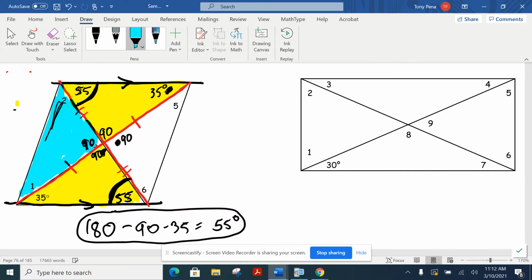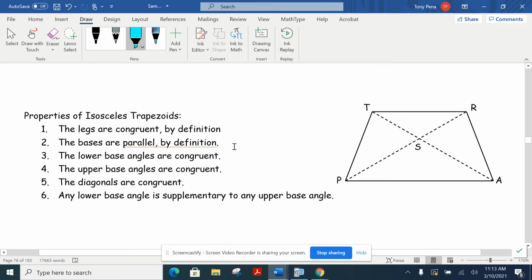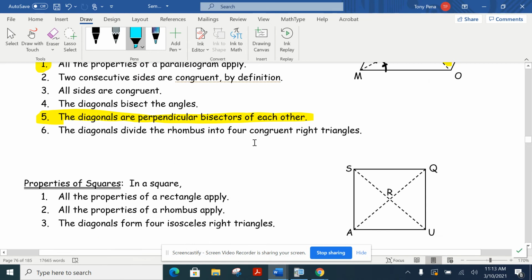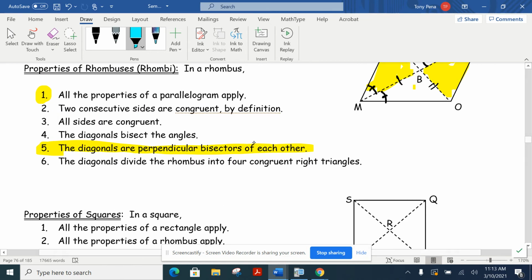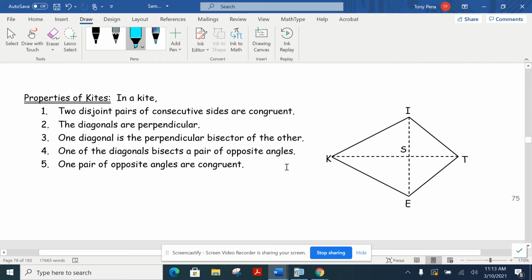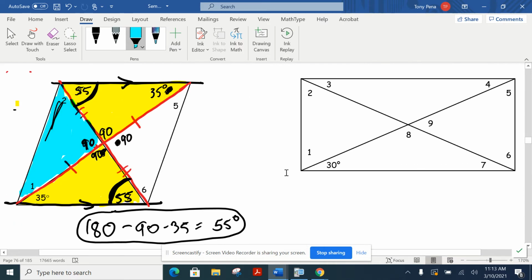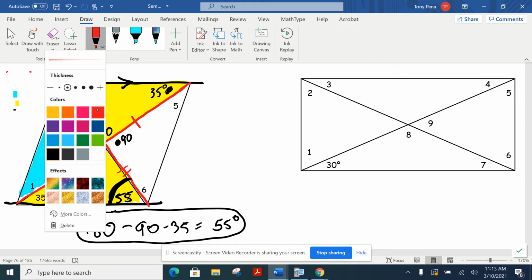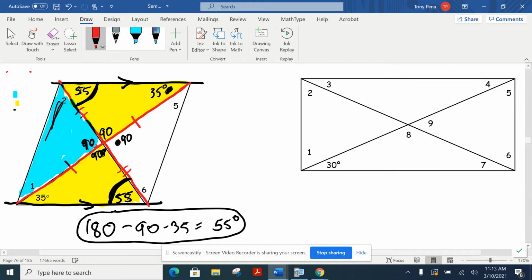So the only way we can get angles 1, 2, 5, and 6, let's revisit our properties here, in a rhombus. And the one you're going to want to look at is this guy right here. The diagonals in a rhombus bisect the angles. Right, so the diagonals bisect the angles. So let's revisit. Remember what diagonals are. They're the red lines currently that I have drawn in. They connect one vertex to the opposite vertex. So this is a diagonal right here.